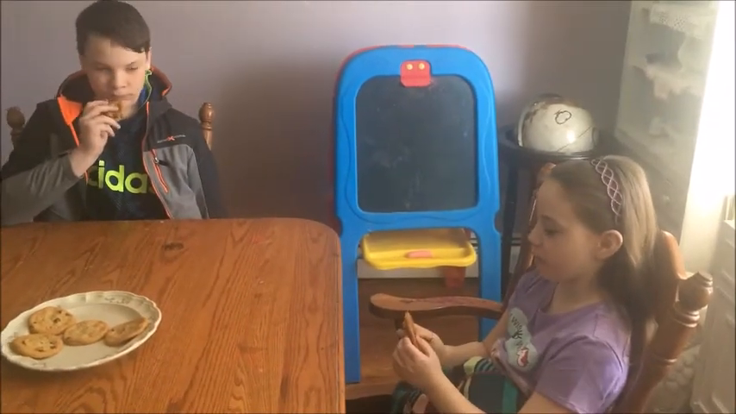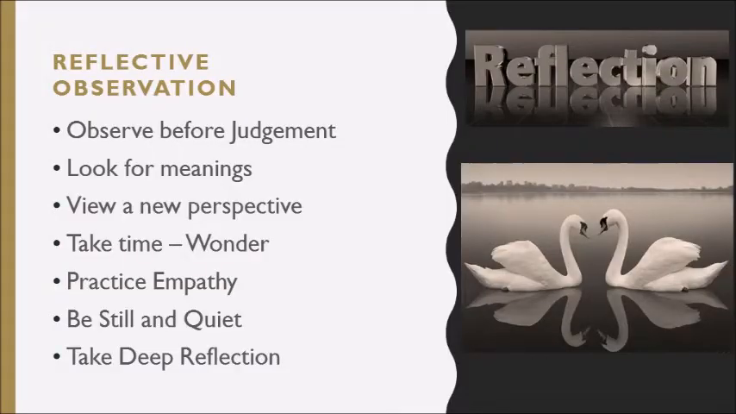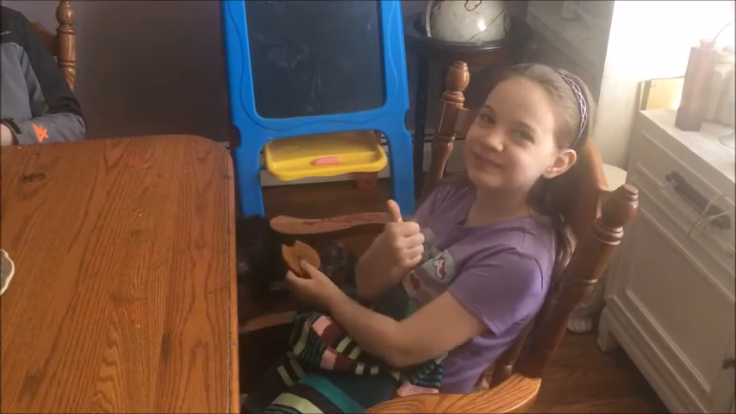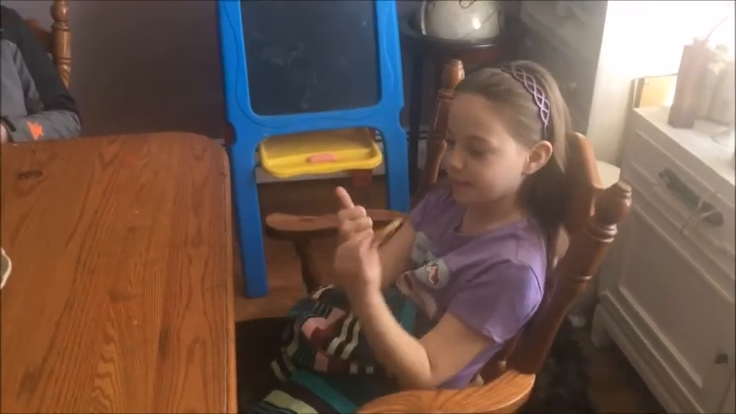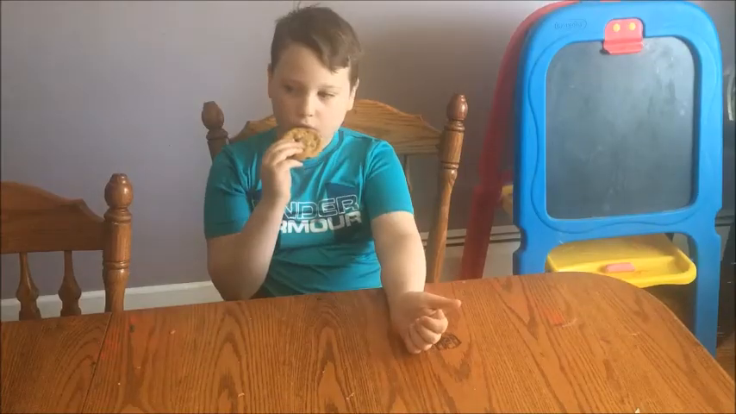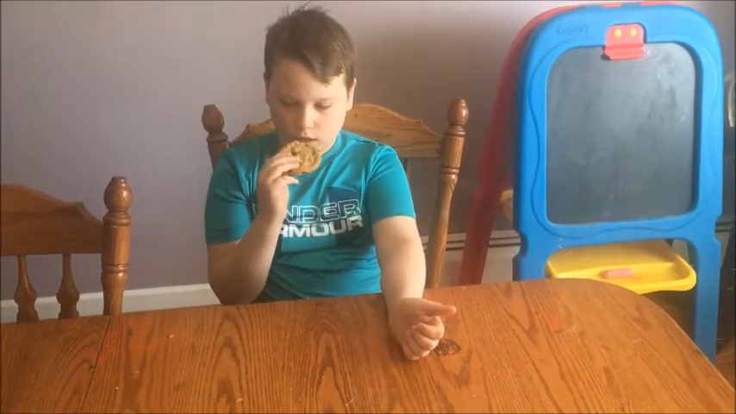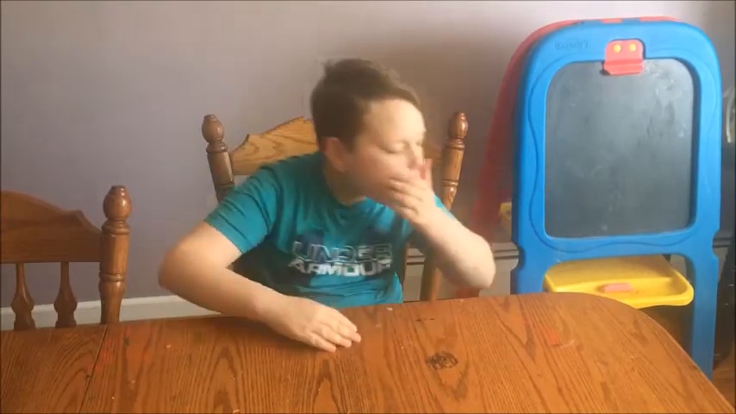C is for cookie. During the reflective observation phase of learning, one observes the outcome before one makes a judgment on how things went. They look for meanings, take a new perspective, and take time to wonder how things could be better. Reflective observation gives one the opportunity to consider what things went well during the process or what things didn't go so well.